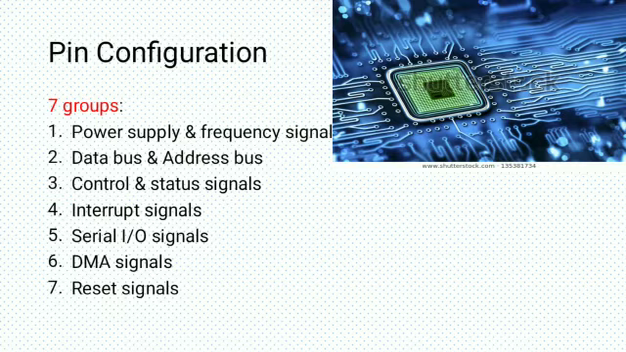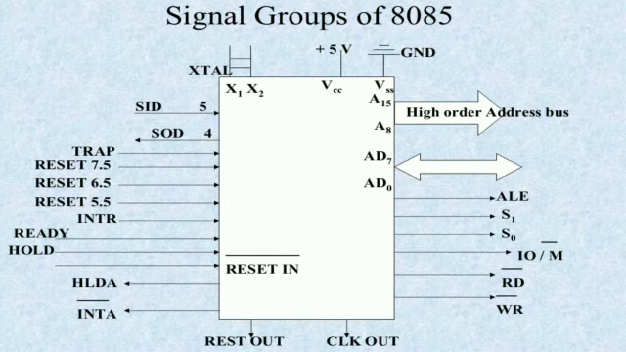Here, the signals are classified into 7 groups. The first one is power supply and frequency signal, then data bus and address bus signal, control and status signal, interrupt signal, serial I/O signals, DMA signal, and reset signals. This is the signal group of 8085. Here the signals are mainly classified into 7 groups.